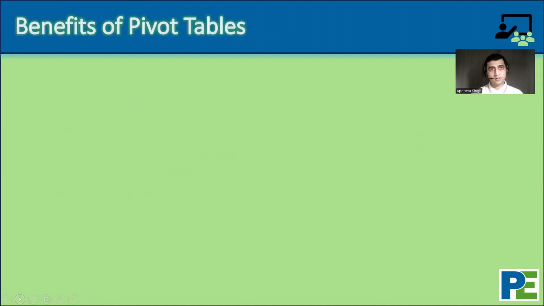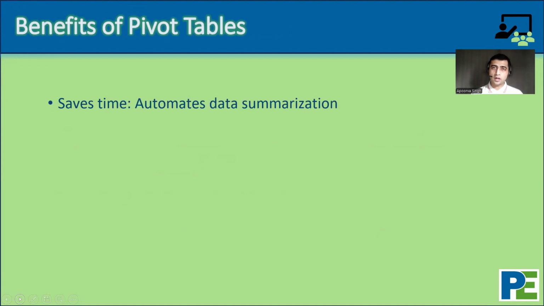Now, what are the benefits of pivot table? The first one is that it saves a lot of time. You can automate your data summarization and you can link your table or source directly with the pivot table, and you can refresh the pivot table to generate instantaneous summarization.